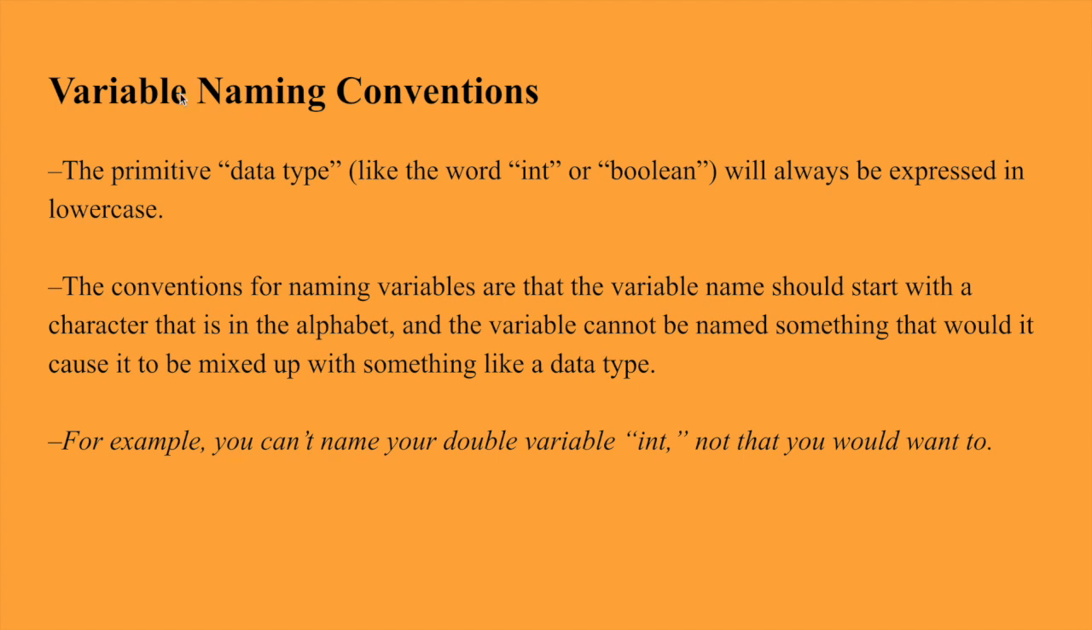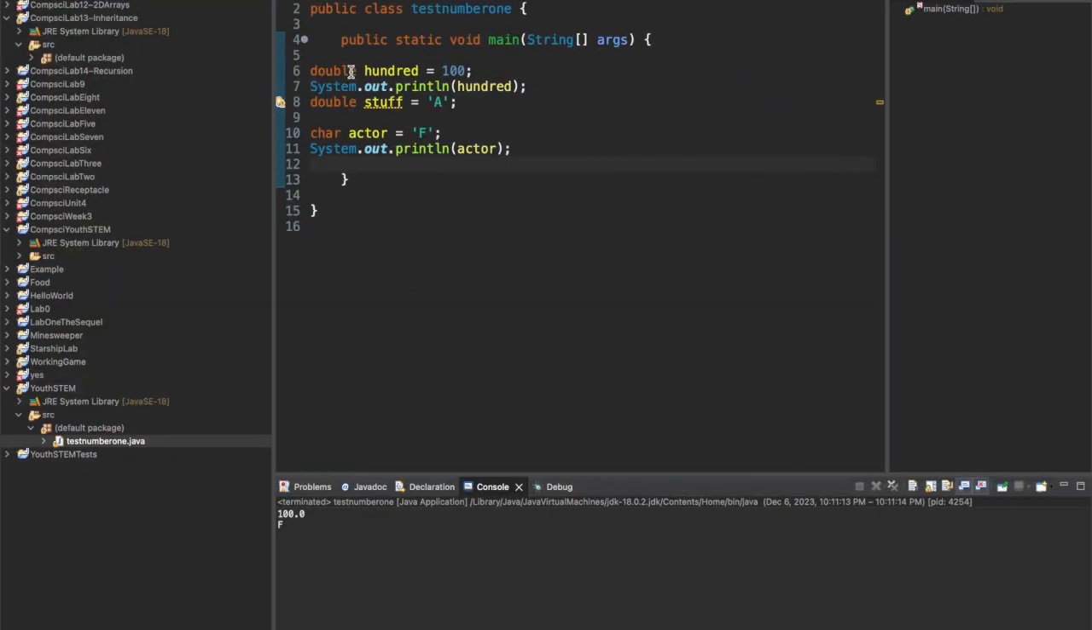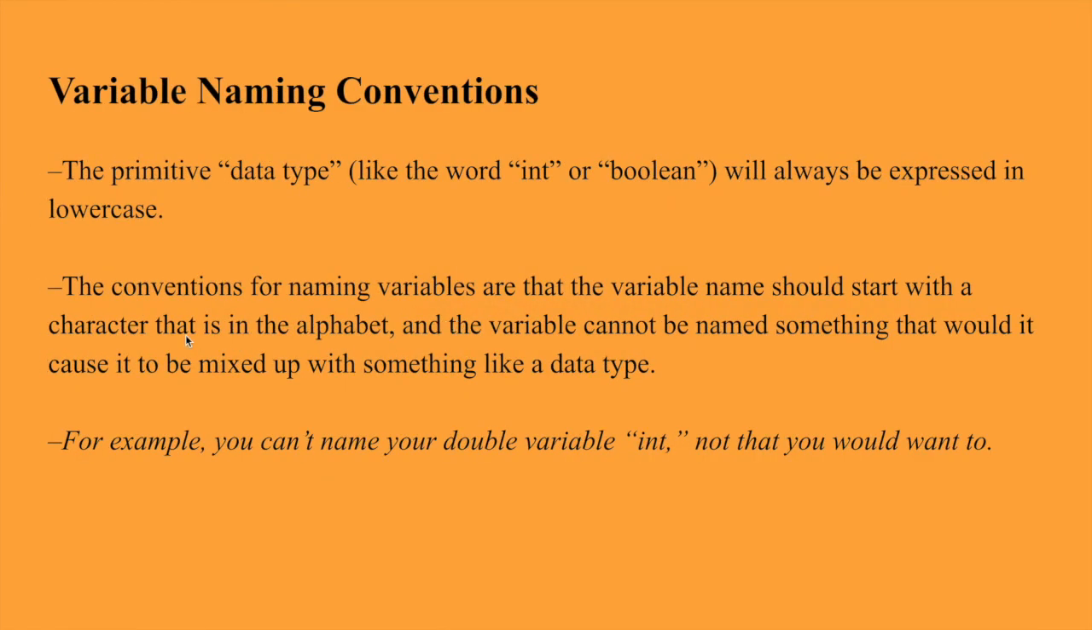For naming conventions, the primitive data type, like the word int or boolean, will always be expressed in lowercase, as you can see here. Like we do double, and if this is capitalized, that's wrong. We can't do that. It doesn't recognize it, so we need the lowercase. And the conventions for naming variables are that the variable should start with a character that is in the alphabet, and the variable cannot be named something that would cause it to be mixed up with a data type. So for example, you can't name your double variable int. That won't work, nor would you want to.